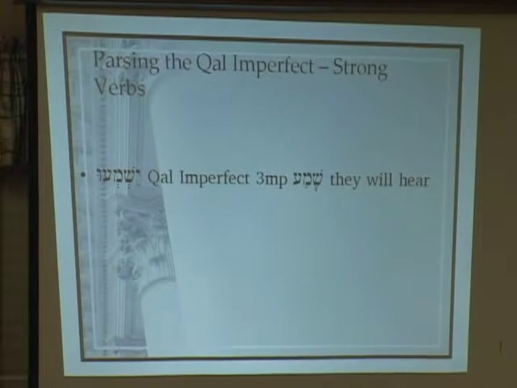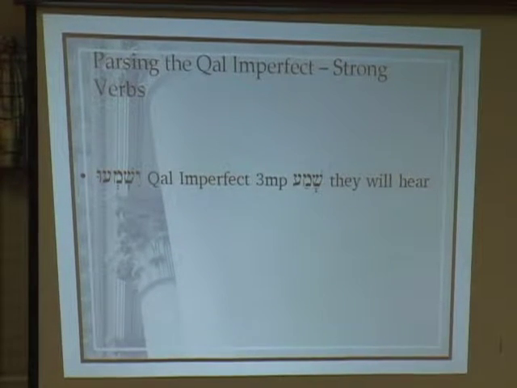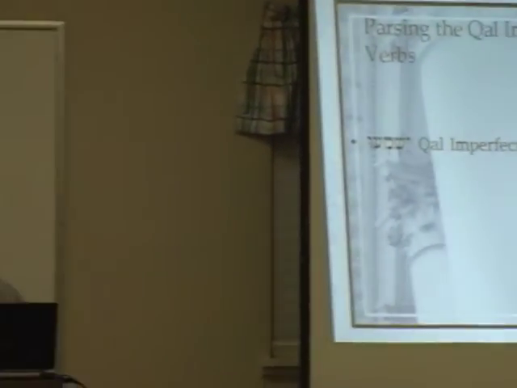Kal, imperfect, third masculine plural of shama'a, they will hear. So you will translate the imperfect form as opposed to the original lexical form. Okay, another example.